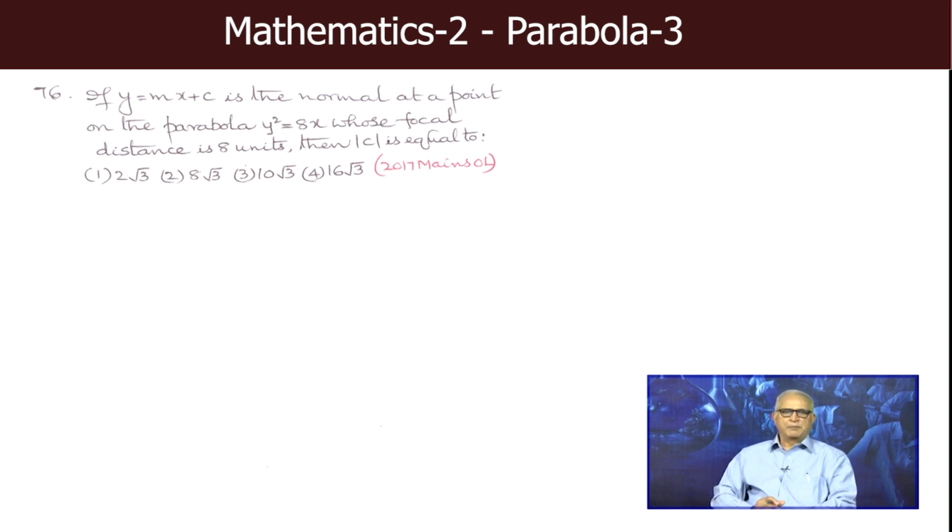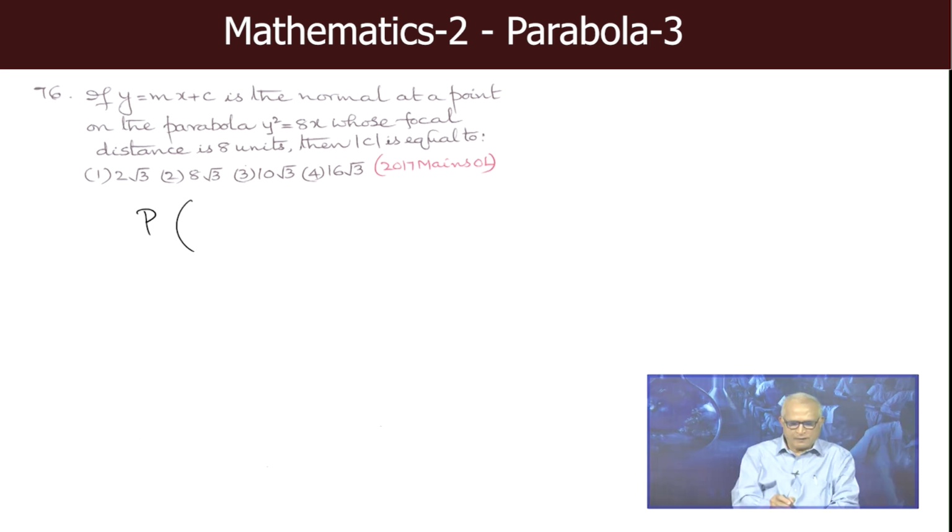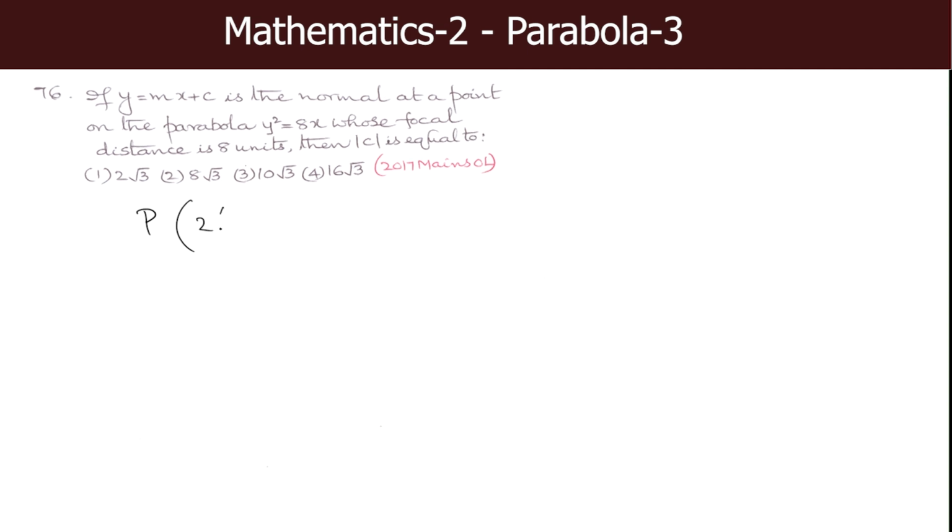అంటే p కనుక ఓ పాయింట్ తీసుకున్నట్లయితే (2t², 4t). Focus నుంచి దీని distance equal to 8 units. What is the focal distance of P? A into 1 plus t square. A is 2 here, so 2 into 1 plus t square equal to 8. So, t square equal to 3.